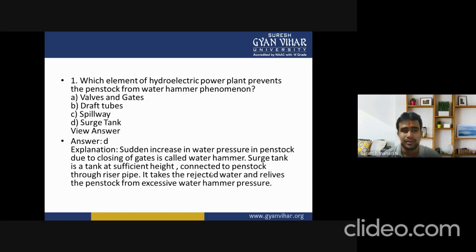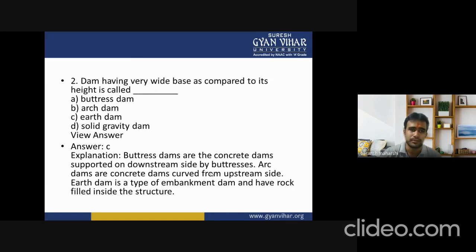Next question. Which element of hydroelectric power plants prevents the penstock from the water hammer phenomenon? Option A, valves and gates. Option B, draft tubes. Option C, spillway. Option D, surge tank. So the correct answer is option D, surge tank, because sudden increase in water pressure in the penstock due to the closing of gates is called water hammer. Such a tank is at a sufficient height, connected to the penstock through a riser pipe. It takes the rejected water and relieves the penstock from the excessive water hammer pressure.